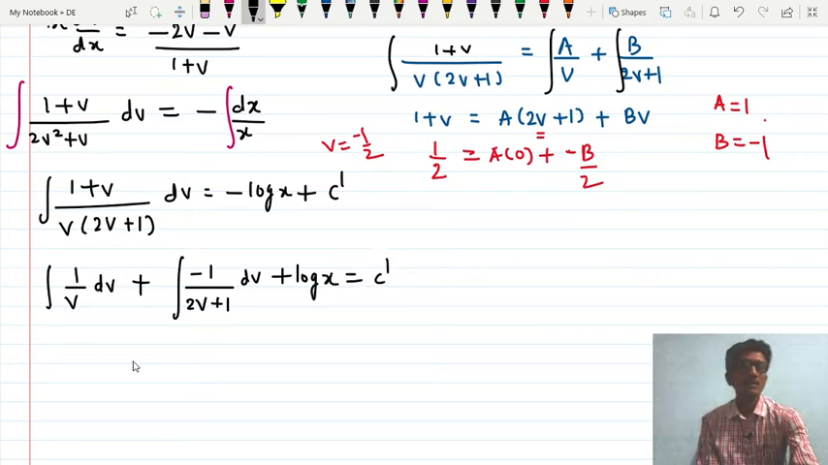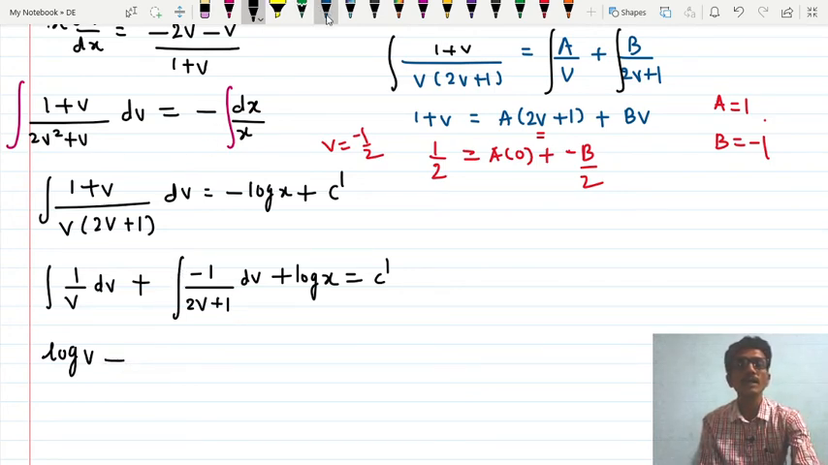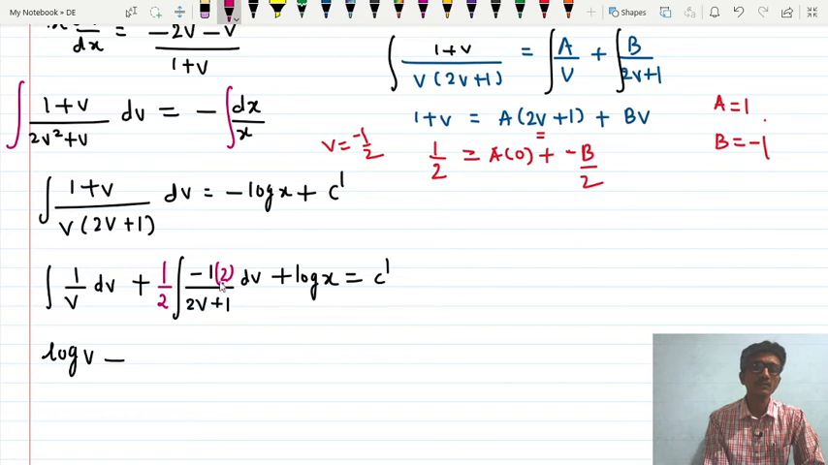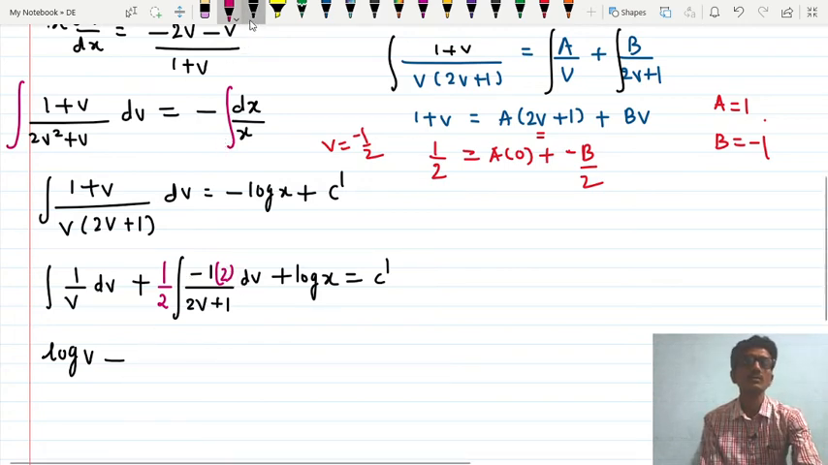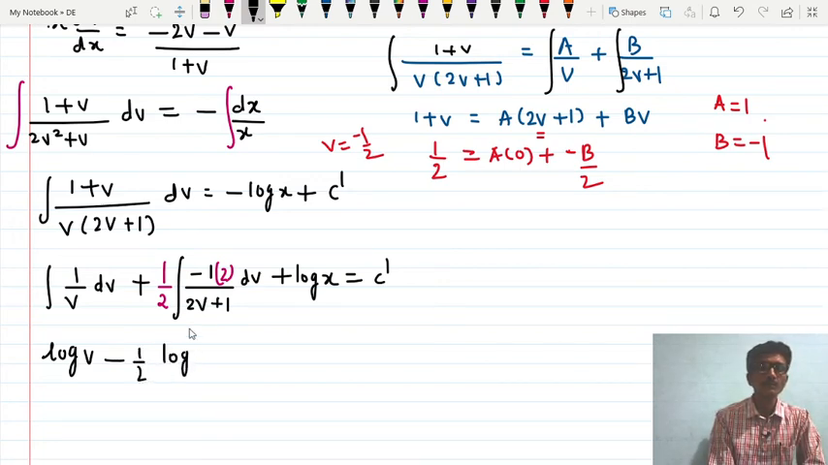Yes, integration of this is log v and minus, so we multiply and divide by 2. What will we get here? The derivative of this is 2, so it will be -1/2 log of 2v plus 1. The derivative of 2v plus 1 is 2, so minus is outside the integration sign, is 2v plus 1, log of x.